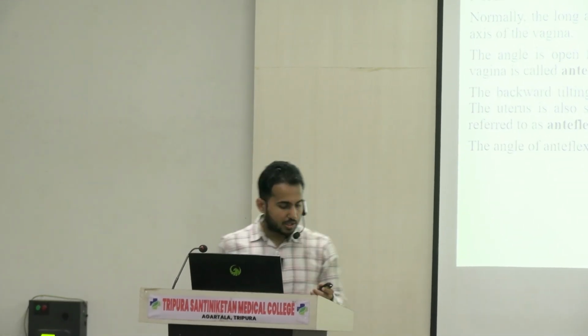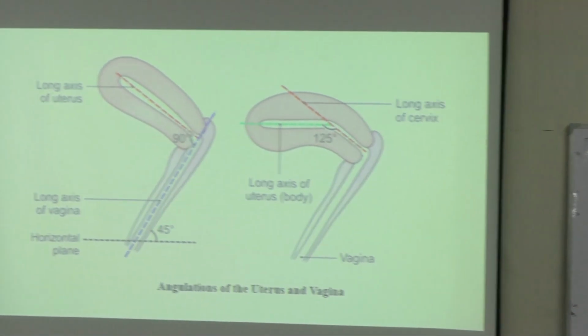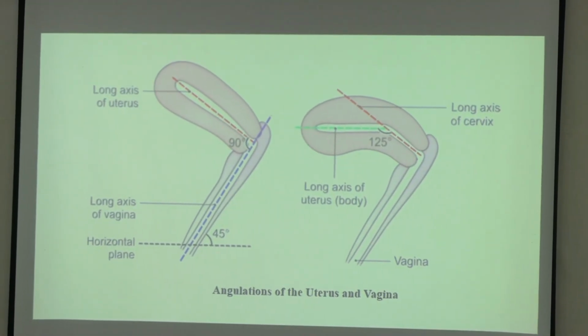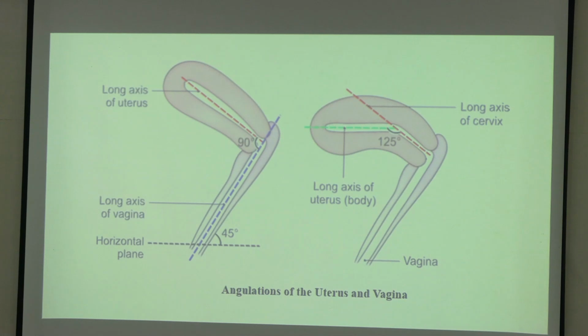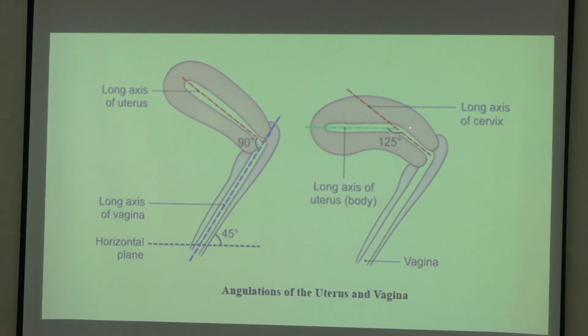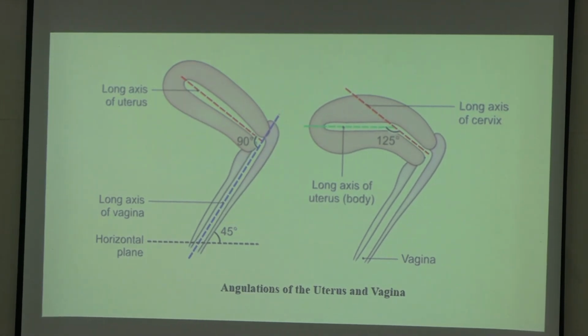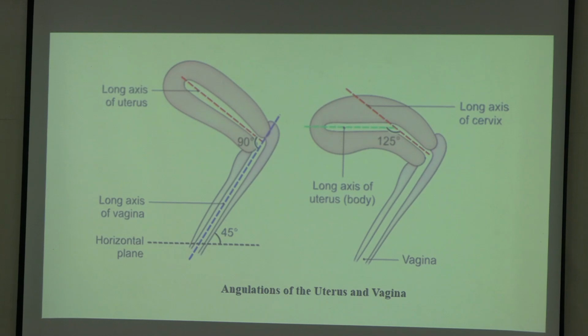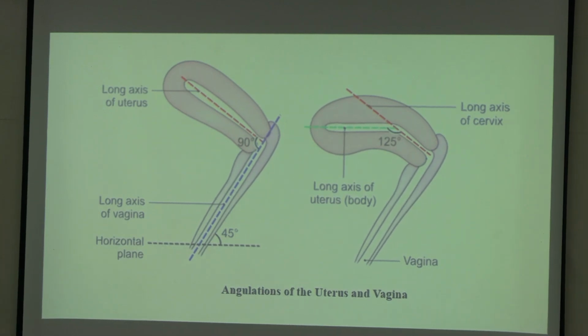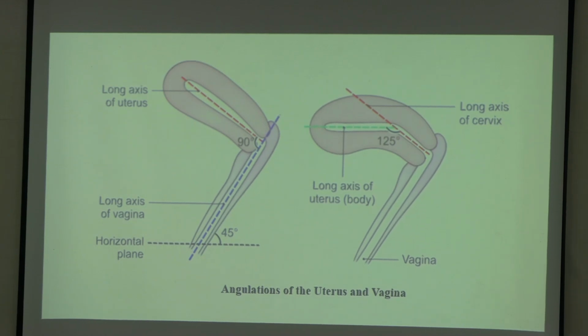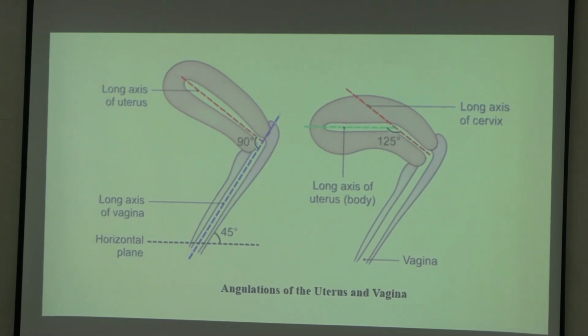Now, two angulations are there, as you can see in the diagram. This is the long axis of the uterus, and you can see the long axis of the vagina, which is at 90 degrees. This is the angle of anteversion. Next, this is anteflexion, the long axis of the body and the cervix, mainly at the internal os, which is flexed and forms an angulation of 125 degrees. This is how the uterus is oriented, or positioned, inside the pelvic cavity. This part is very important because it also provides support to the uterus.